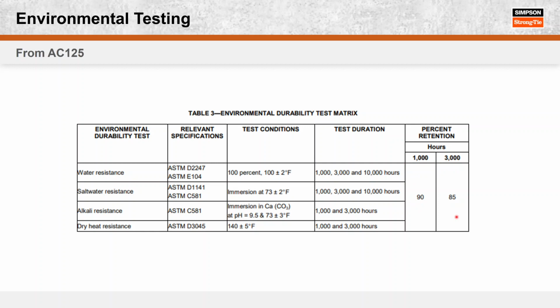Did you do like 10,000 hours? Like more than 1 year? Yeah, 14 months. Is there not a percentage for 10,000? No, they don't actually require tensile testing after 10,000 hours. You just look at it. Seems okay. Yeah. Except for Caltrans. Oh, right. They do require a 14-month tensile test.